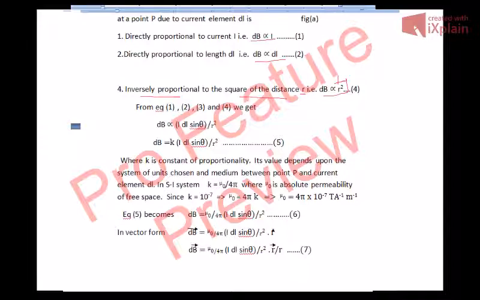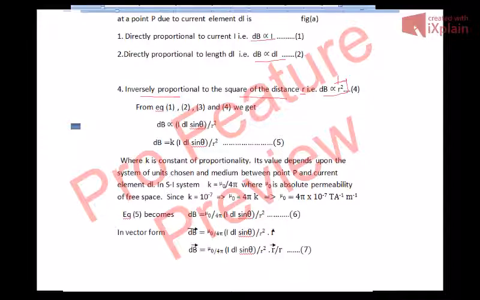That is, the greater the distance of point P from the wire carrying current, the smaller the magnetic field will be. Remember this thing. Inversely proportional means if the distance r, that is the distance of point P from the wire, is greater, then the magnetic field will be smaller, and vice versa.